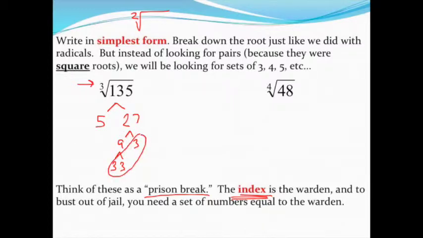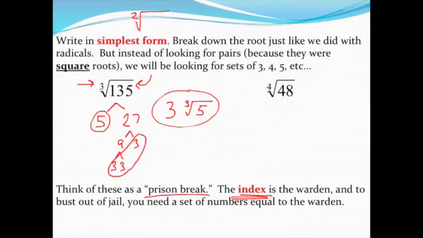Any set that you have is going to be enough to overpower the warden and get out of jail. So out front, I'm going to have a single 3 because we have one set of 3s, and then I'm going to rewrite the jail. That's the cube root. Don't forget that index number. Some people forget that. And then anything that was single and left over would stay in jail. So that 5 did not get out. That's going to stay inside the radical. So my simplified answer is going to be 3 times the cube root of 5. And if I type that in my calculator, I'd see it's the same decimal I got originally if I had done that on the calculator.